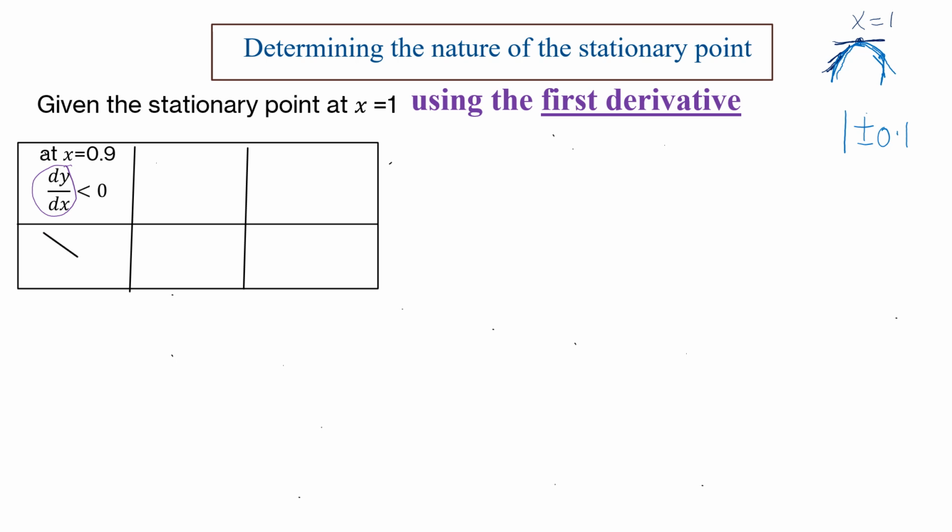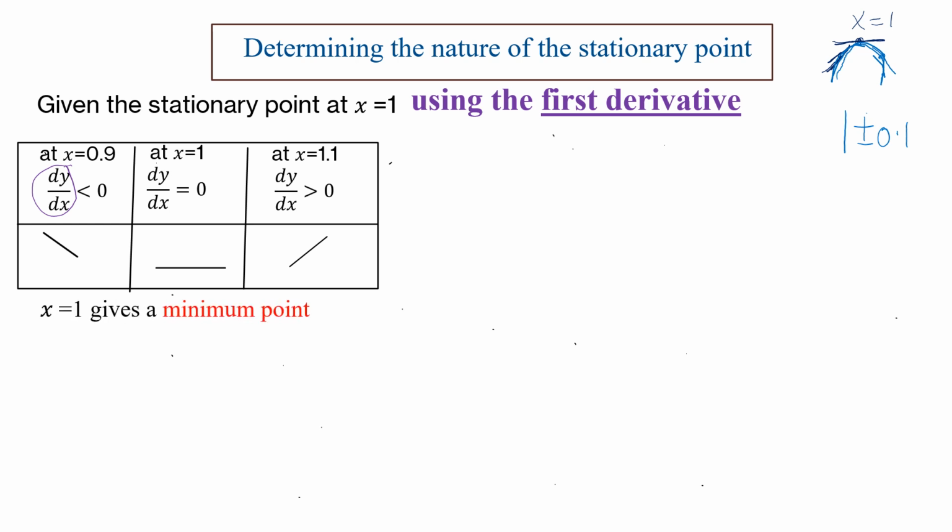And of course, x equals 1 will give us our gradient equals 0. That's the horizontal line. And then we're going to take 1 plus 0.1. If you substitute into your gradient function and you get a positive value, this is how your tangent line will look like. And if you join all these three tangent lines, you will form a minimum point. So this is how you use the first derivative to determine whether the point is a minimum or a maximum. Let's look at how the maximum looks like.